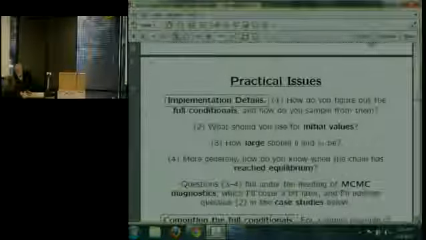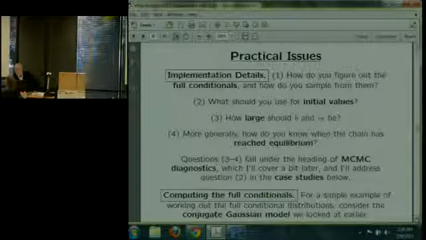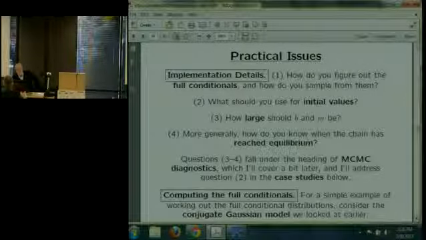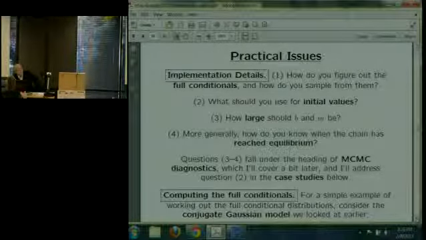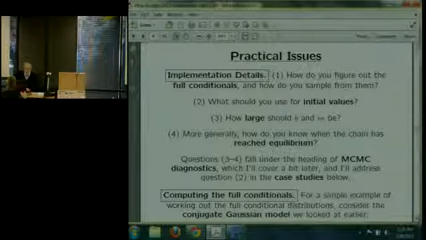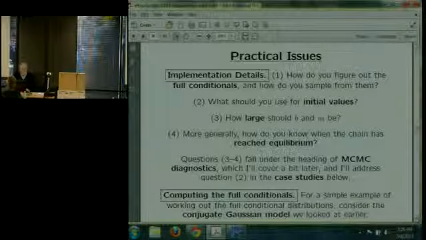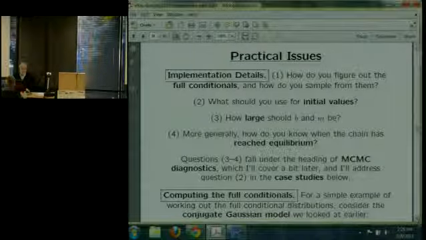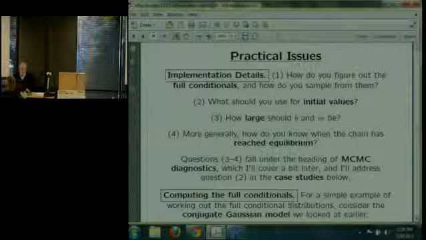And I've already mentioned that there are some other practical issues we have to face. So there's one of them: 1, how do you figure out the full conditionals? 2, where should you start? 3, how large should the burn-in and the monitoring run be? 4, how do you know when the chain has reached equilibrium? 3 and 4 are MCMC diagnostics. Question 2, I'll just illustrate by example in case studies.